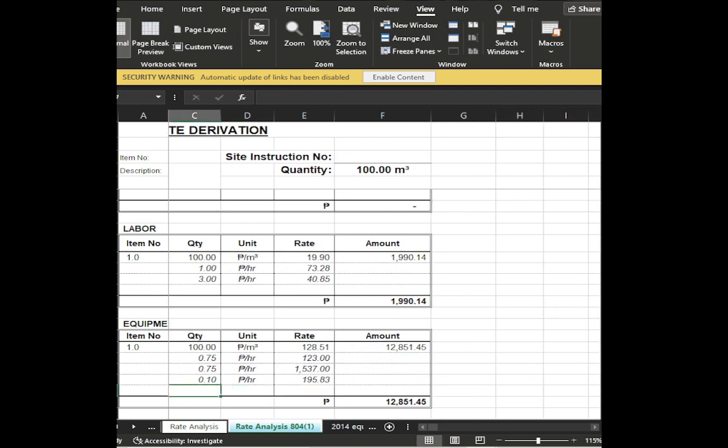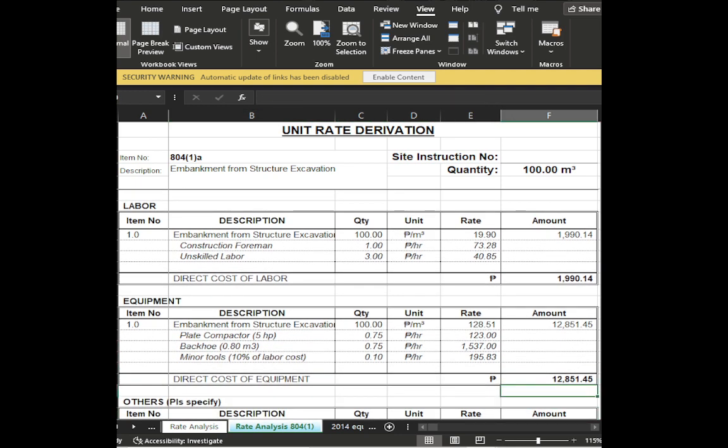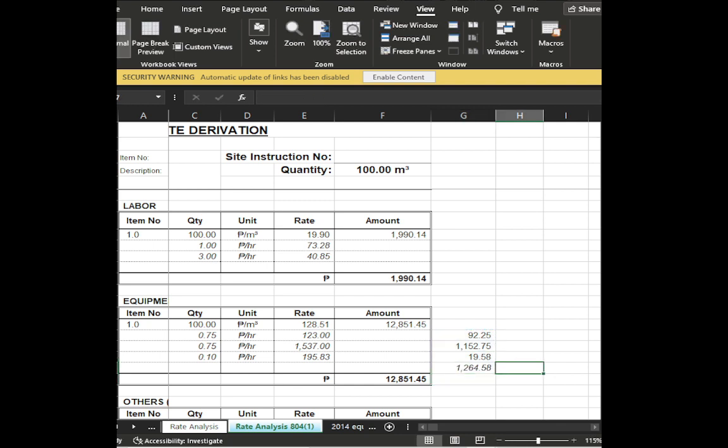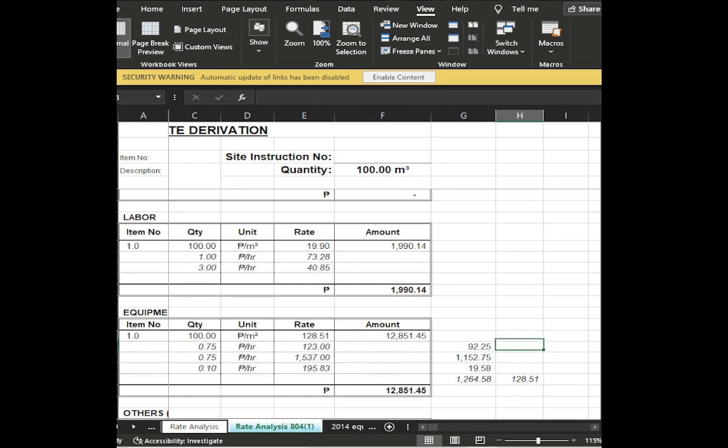Okay, this one, guys. So that you can follow, we will try this one manually. This one, we will just multiply it to this one. So we will copy the formula down here. So if we sum all that, then we will divide this to our assumed production, which is 9.84. So this is the same, guys. See, the rate is 128.51. That is for the manual computation.